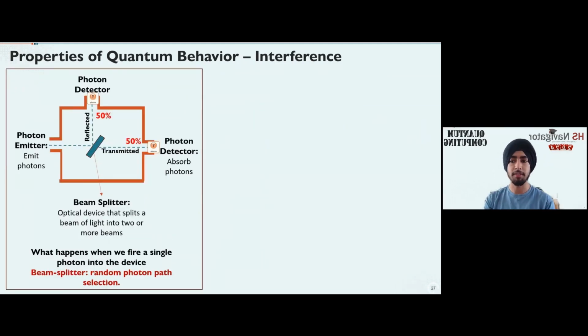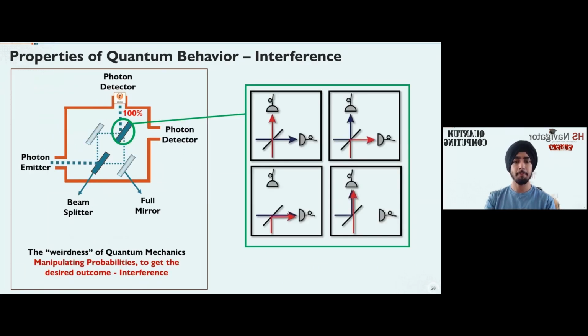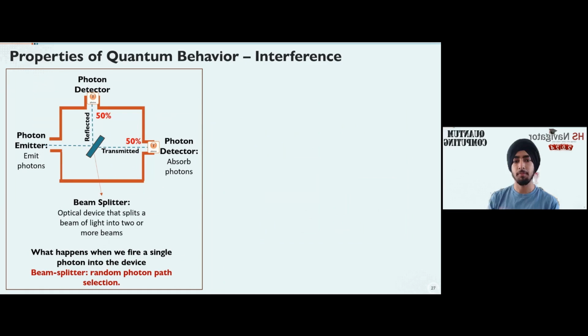So what's an example of a scenario in which this works? This is an experiment that was set up. You have a photon emitter and a photon detector. A photon is a particle of light. You don't have to know exactly what that means. You can think of it just as a small particle. In this experiment, you have a photon emitter on the right that's shooting photons at this thing called a beam splitter. And this beam splitter splits a beam of light into two or more beams.